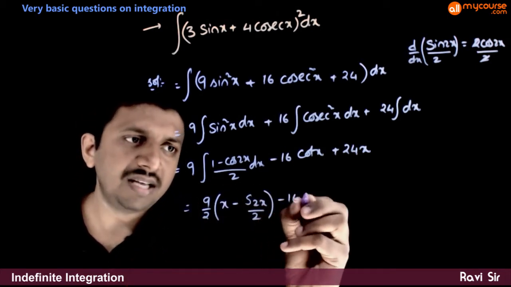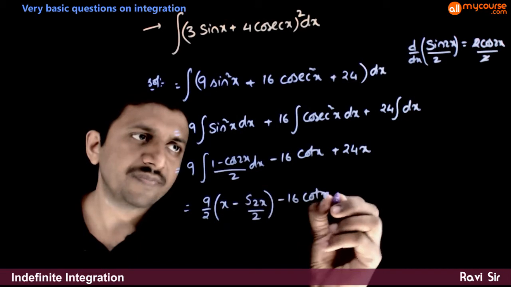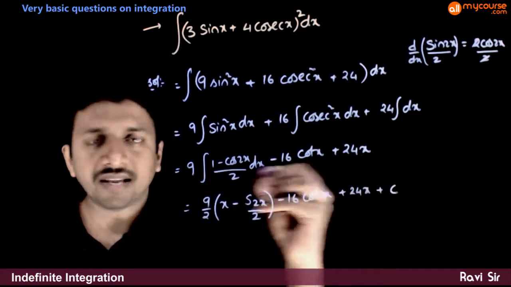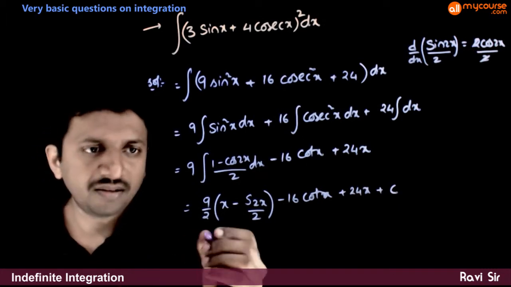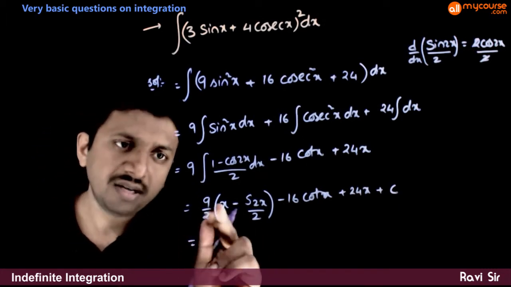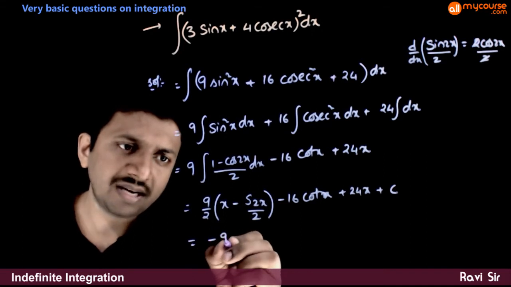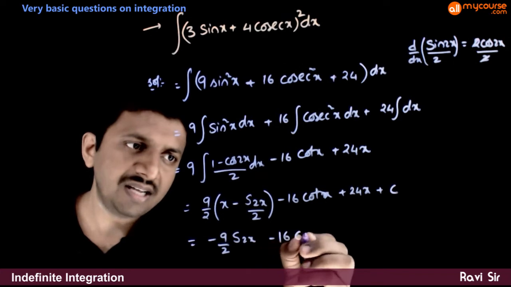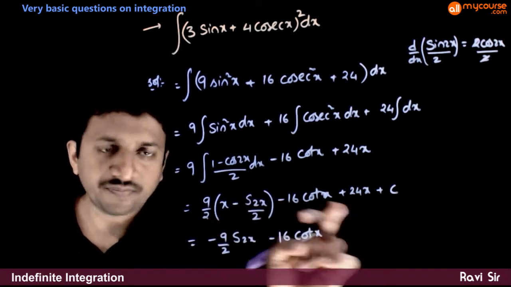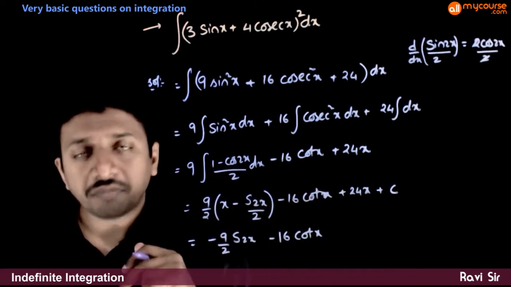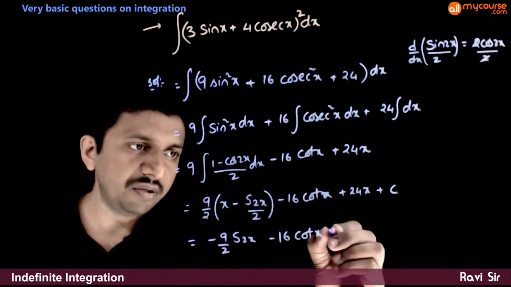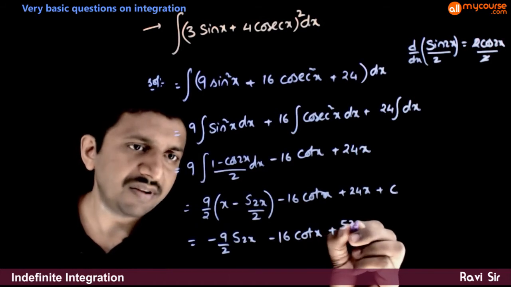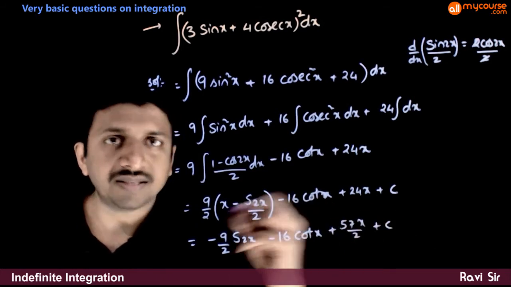So minus 16 cot x plus 24x plus a final integration constant is the answer. So the final answer is very clear. Minus 9 by 2 sin 2x minus 16 cot x plus 9x by 2 plus 24x. So effectively you get 48 plus 9, 57x by 2 plus c is the answer.